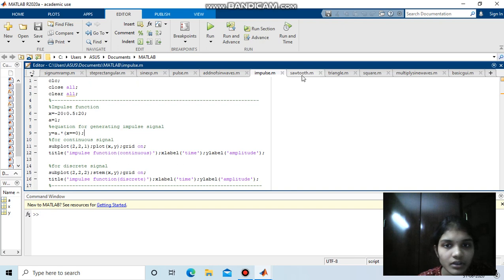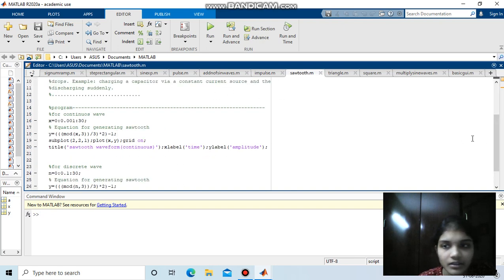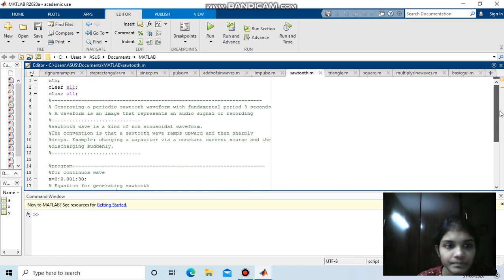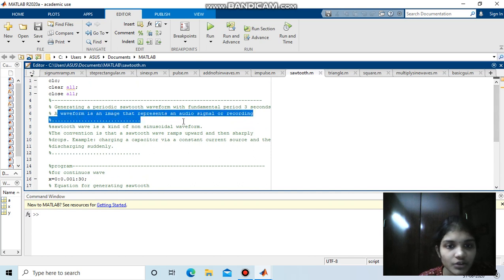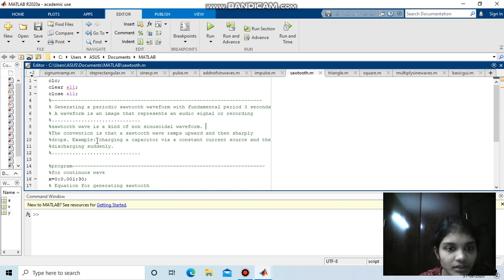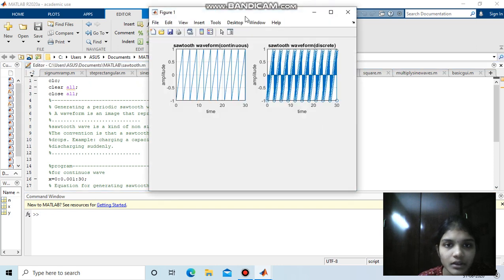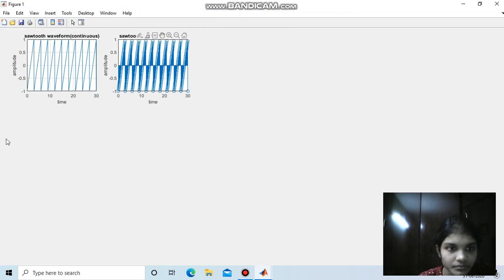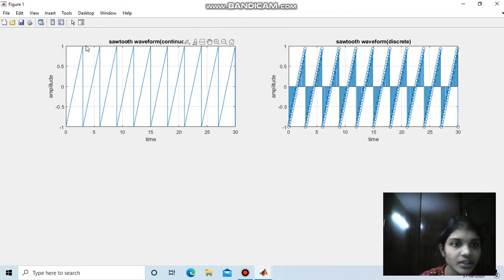First of all, a waveform is an image that represents an audio signal or recording. First, let us see the sawtooth waveform. The sawtooth waveform is like the wave ramps upward and then sharply drops. Let us see the graph, how it is. It ramps here upward and then sharply drops down.